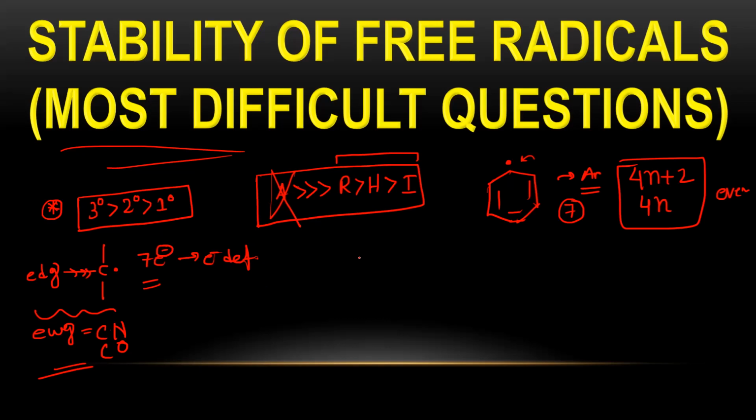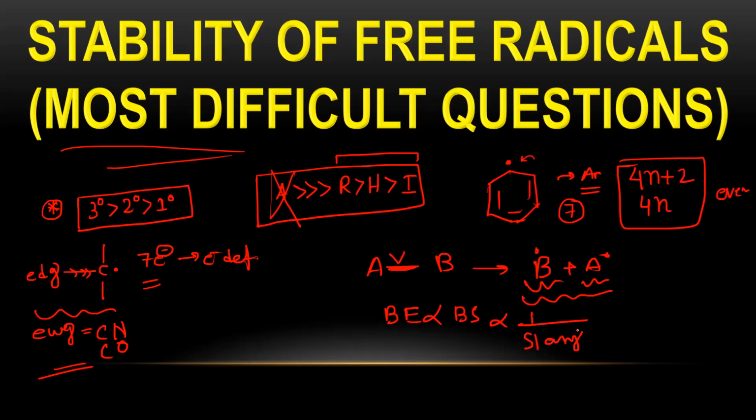Now, before comparing stability, one more thing. Suppose the A-B bond is breaking and giving two free radicals, A dot plus B dot. If this bond is strong, then it will not break easily to generate A dot plus B dot. Again, if A dot and B dot are very stable, then this bond breaks more easily. So we can say bond energy or bond strength is proportional to 1 by stability of the free radical. If A dot and B dot are very stable, then this bond will easily break to give those stable free radicals. The bond breaking easily means the bond is weak, so bond energy will be lower. So lower bond energy means higher stability of the free radical.